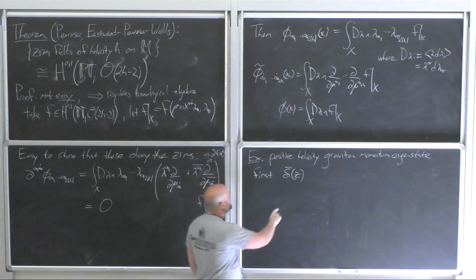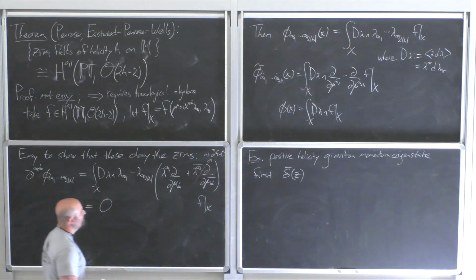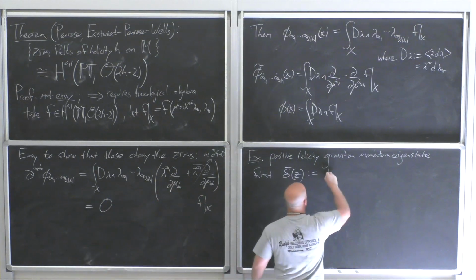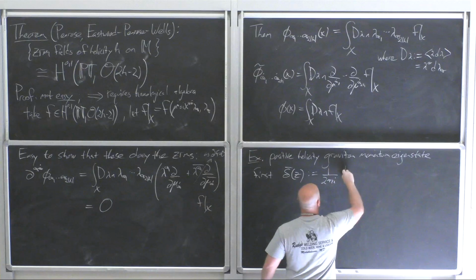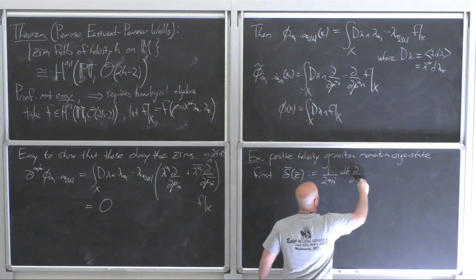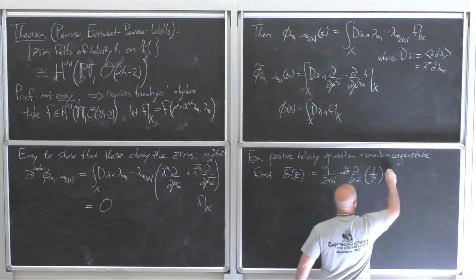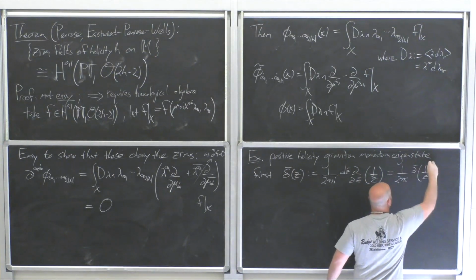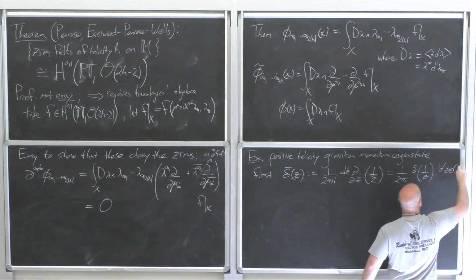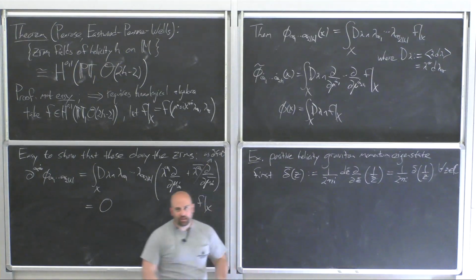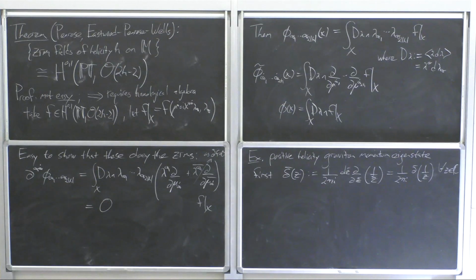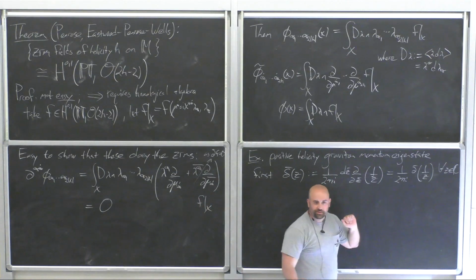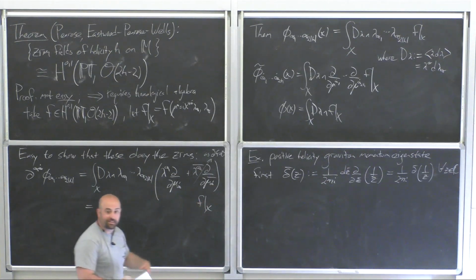Here z, not to be confused with our homogeneous coordinate on PT, is just a complex number. I'm going to define this thing to be 1 over 2 pi i dz bar d by dz bar of 1 over z, or if you like, 1 over 2 pi i d bar of 1 over z for all z in C. You might say, well, this is 0, because 1 over z is holomorphic and d bar is an anti-holomorphic derivative. And it is holomorphic almost everywhere, except when z is equal to 0, when it blows up. And then this thing acts like a delta function.